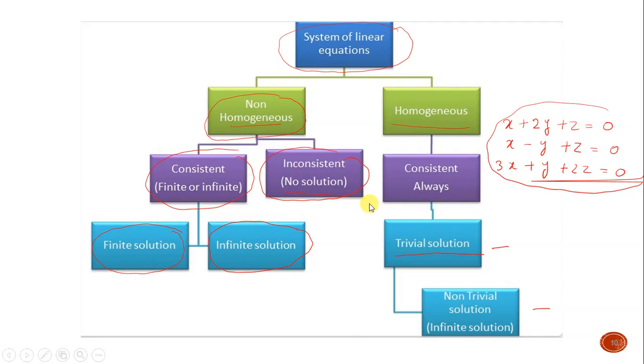So in this lecture, we have discussed what a system of linear equations is, the types of systems of linear equations, that is, the non-homogeneous system and the homogeneous system, and the possible solutions of a system of linear equations. In the case of a non-homogeneous system, we have two possibilities: either the system is consistent or the system is inconsistent. And in the homogeneous case, we always have a solution: either it is the trivial solution or it is a non-trivial solution.